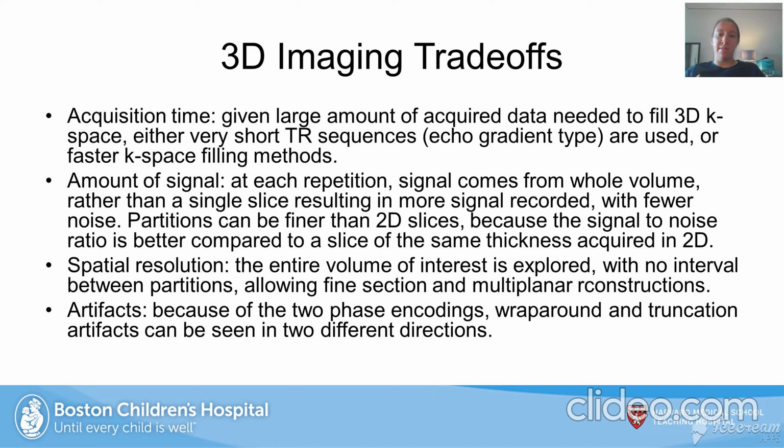So the partitions can be finer than the 2D slices because the signal to noise ratio is better compared to a slice of the same thickness acquired in 2D. Then the spatial resolution. The entire volume of interest is explored with no interval between partitions, and this allows for a fine section and multiplanar reconstruction. There are still artifacts that occur because now you have two phase encodings. You have wraparound and truncation artifacts that can be seen in two different directions.